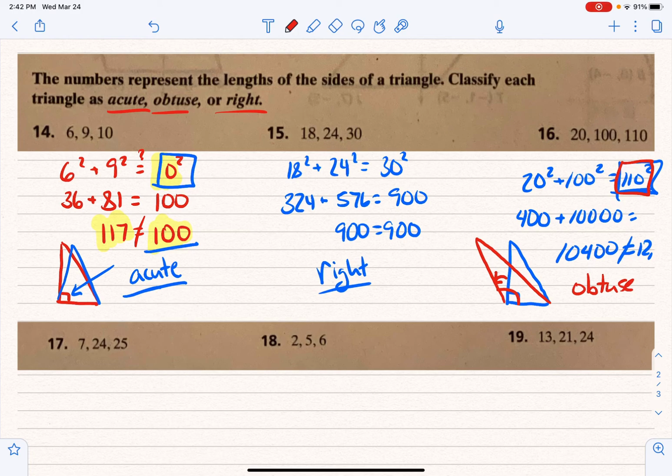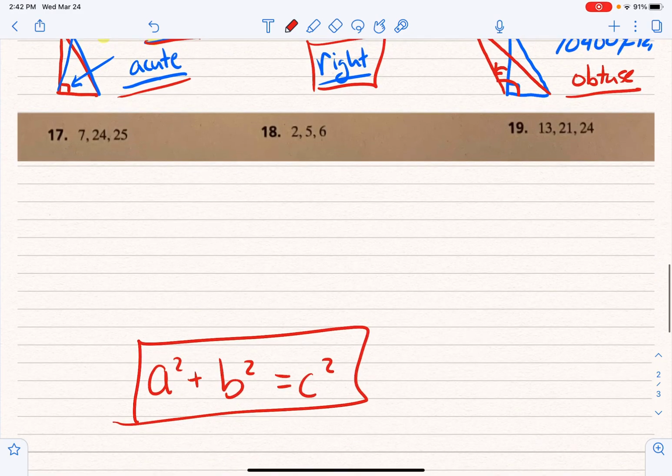If the side that would be the hypotenuse is the right size, then it's a right triangle. If the side that would be the hypotenuse is too small, then it's acute. And if the side that would be the hypotenuse is too big, it's obtuse. With that in mind, let's try these last three.